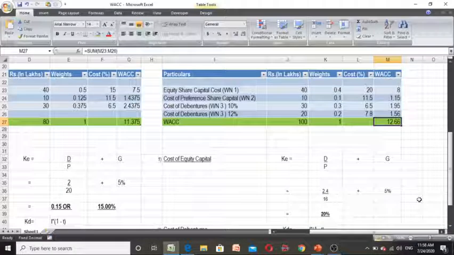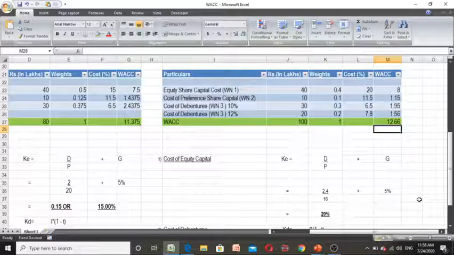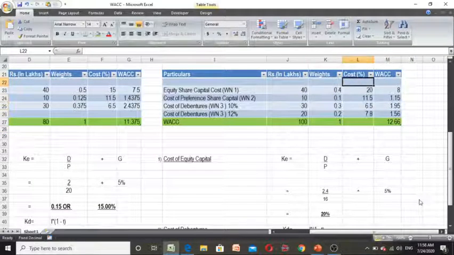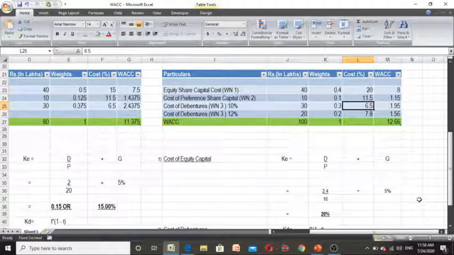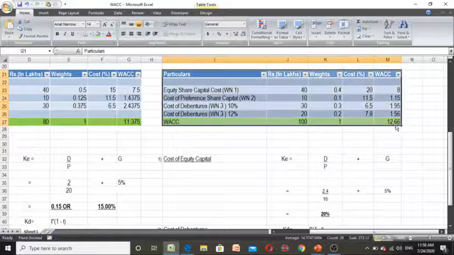Okay. So finally we can say that as per the changes from the existing capital structure, the new capital structure that we are having on our screen right now gives a new WACC, that is a new weighted average cost of capital, as 12.66.